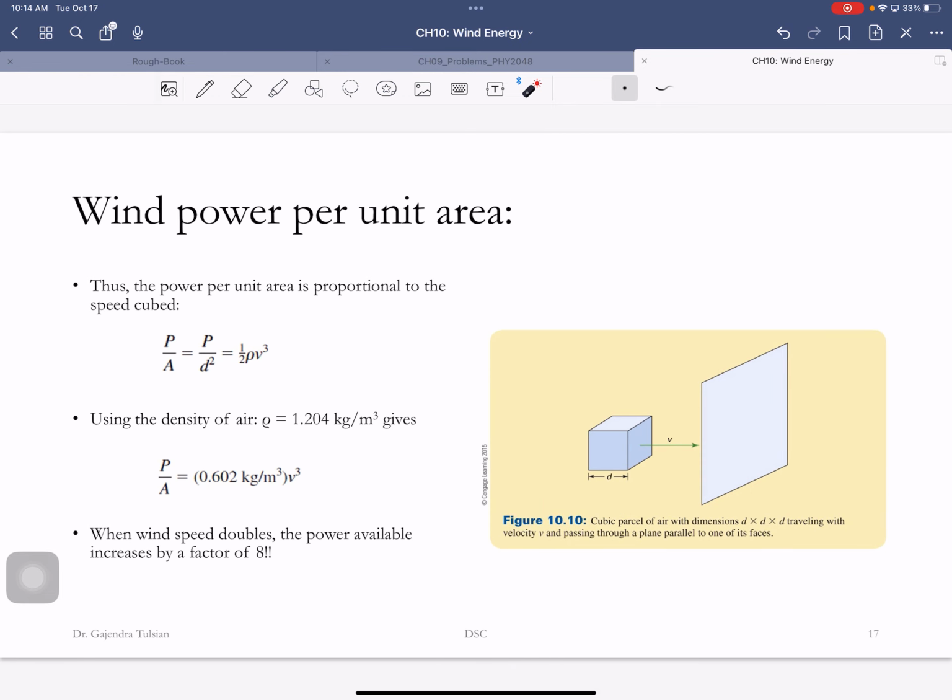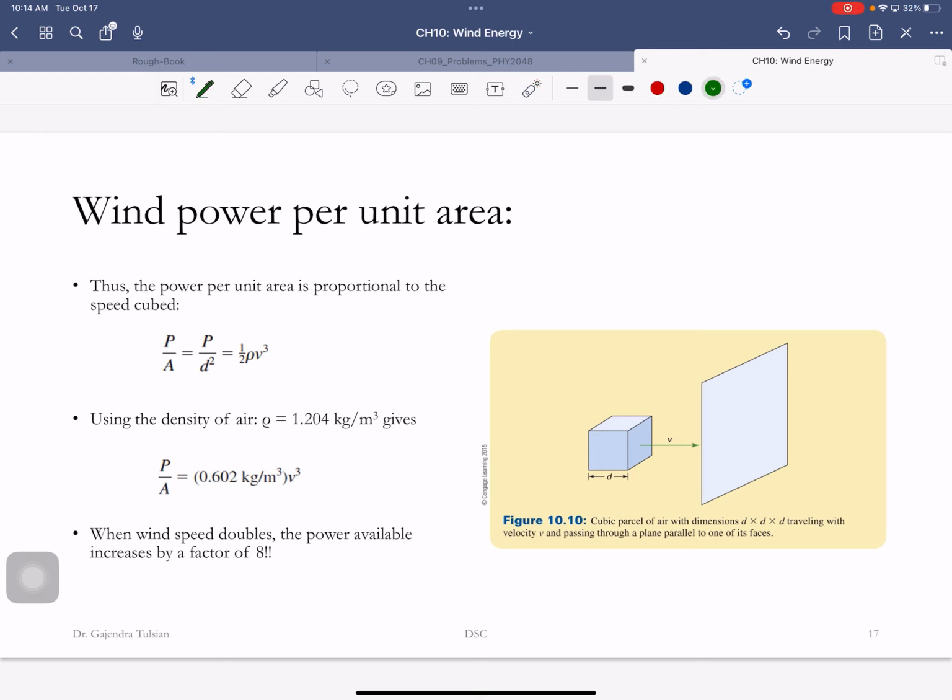Power per unit area. Here is 1 square meter. What we're asking is, how much wind energy is passing per second per square meter? Why do we need to know that? If you want to capture more energy, you want bigger and bigger blades, so you can capture more and more energy.